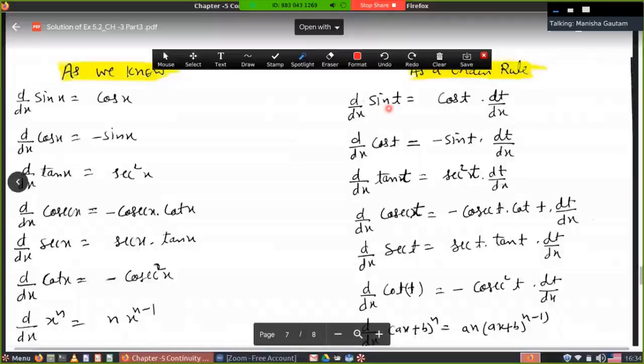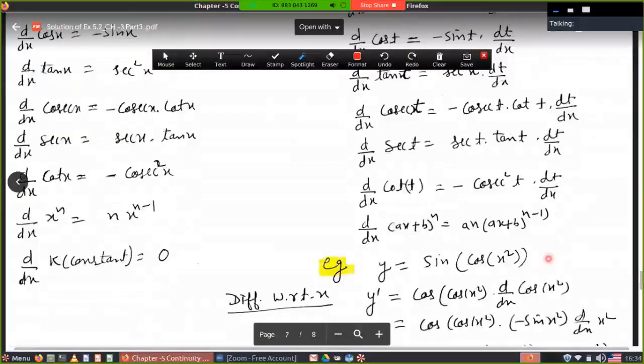So sin t becomes cos t, and chain rule says multiply by the derivative of t, dt upon dx. Cos t gives minus sin t into dt upon dx. D by dx of tangent t is secant square t into dt upon dx. Cosecant t gives minus cosecant t into cot t into dt upon dx. Secant t gives secant t into tangent t into dt upon dx. Cot t is equal to minus cosecant square t into dt upon dx.